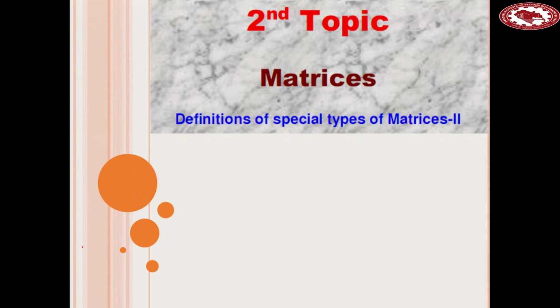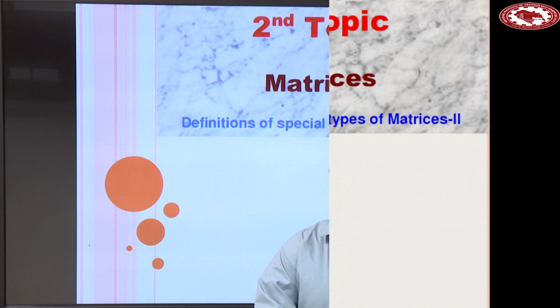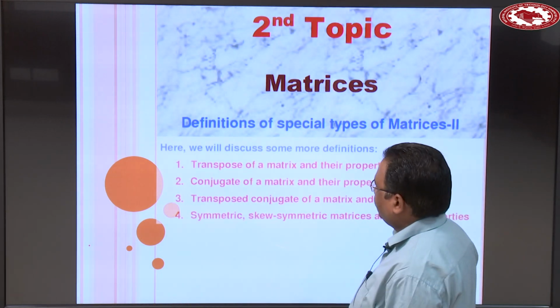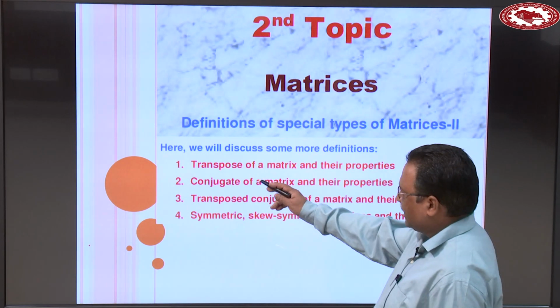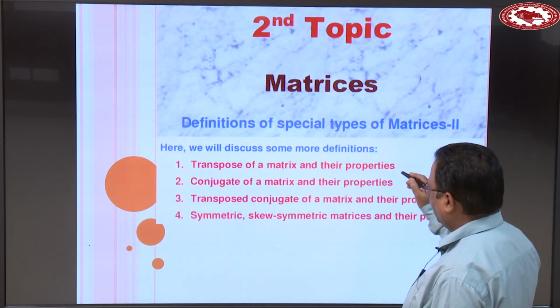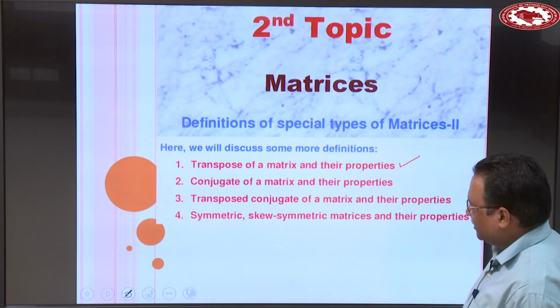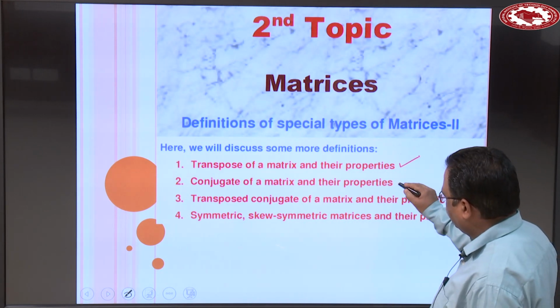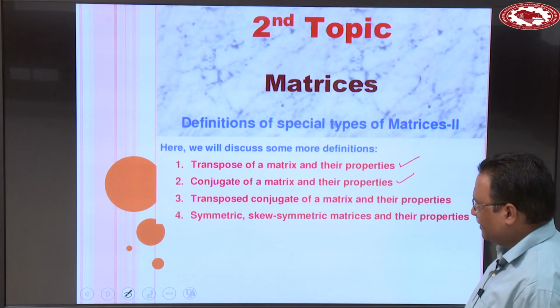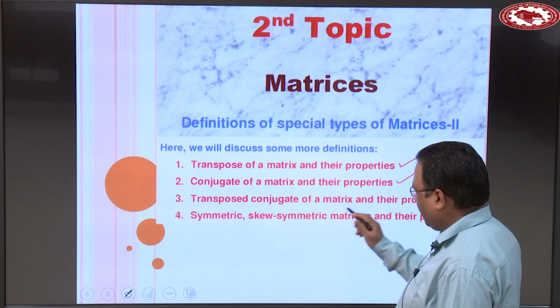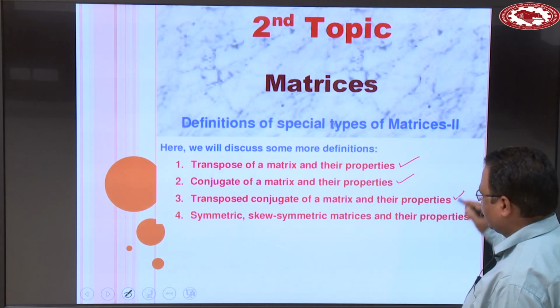So, today we will discuss a few more definitions. First is the transpose of a matrix and its properties. Then the conjugate of a matrix and its properties. Then we combine these two things: the transposed conjugate of a matrix and its properties.